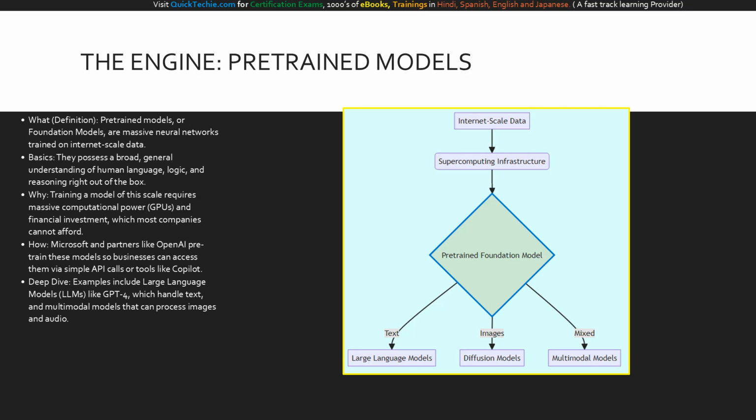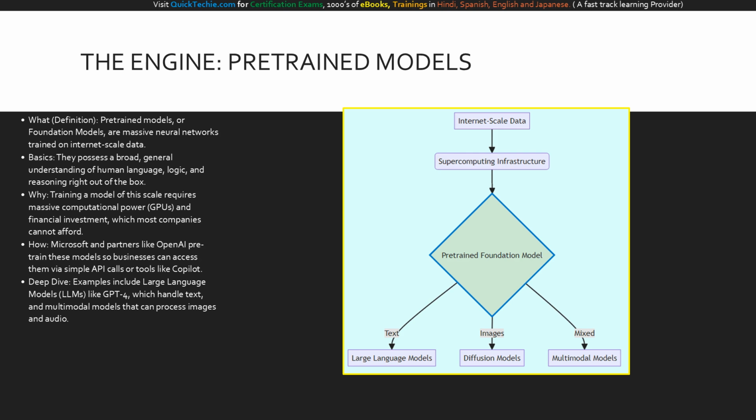Now that we understand the shift, let's look at the engine powering it, pre-trained models, frequently referred to as foundation models. What exactly are they? A pre-trained model is a massive neural network that has already been trained on a colossal corpus of internet-scale data. Through this extensive training phase, the model develops a deep, fundamental understanding of human language, grammar, reasoning, and even coding logic.